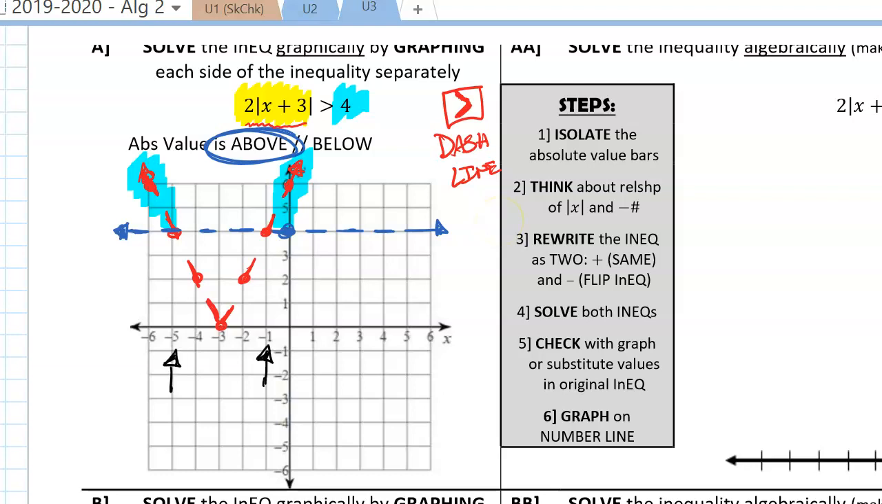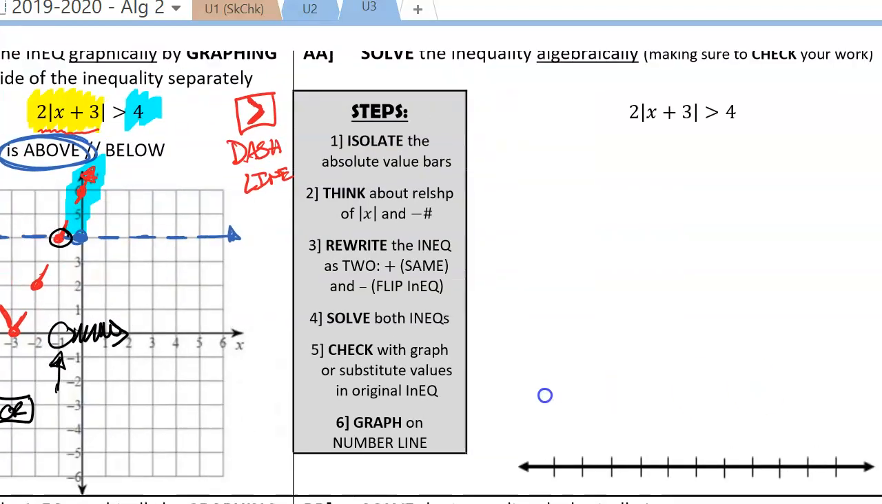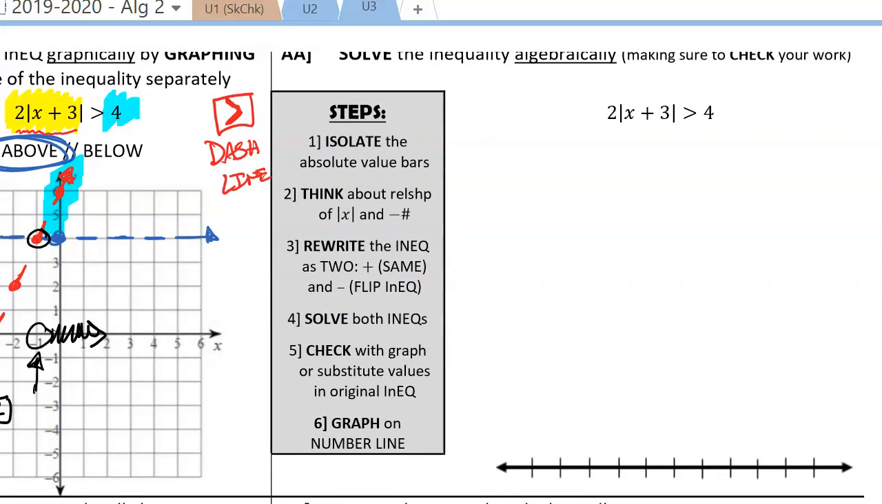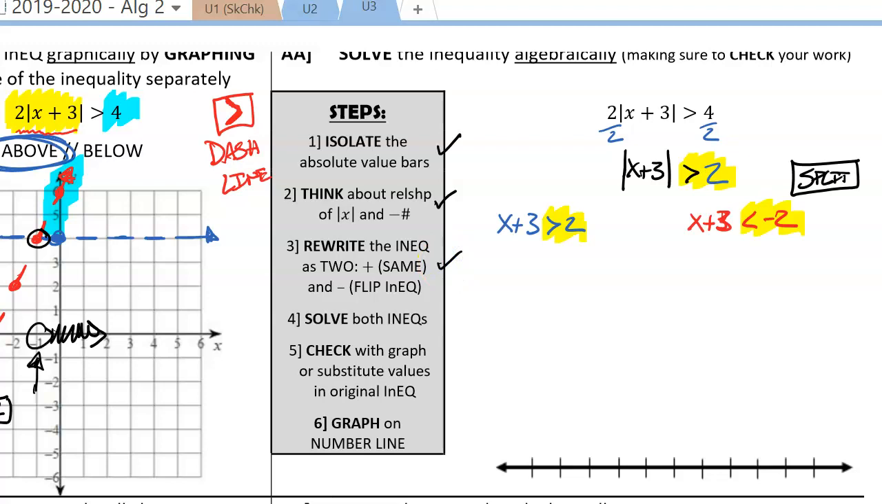Our intersections occur at negative 1 and negative 5, and the solution must occur outside of those regions, going towards negative infinity and going up towards positive infinity. So it looks like we have an "or" disjoint inequality in this answer. Let's solve it algebraically to back this up. Starting off by isolating the absolute value bars, noticing that we don't have any negative number relationships here, we're going to do the split. Notice again that on the negative case, we are flipping the inequality along with making the number negative.